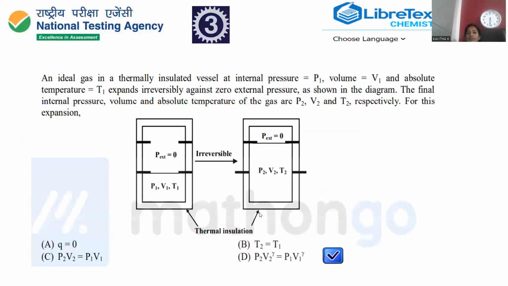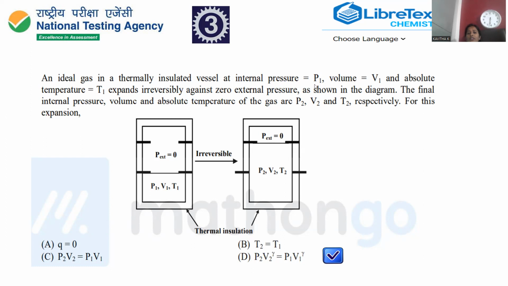Let's go with question number 3, collected from the 2014 JEE Advanced Question Paper, Paper 1, conducted by the National Testing Agency all across India. This question is from the physical chemistry part, the gaseous state. An ideal gas is in a thermally insulated vessel. Insulation means heat will neither go out nor enter inside. It is completely insulated.